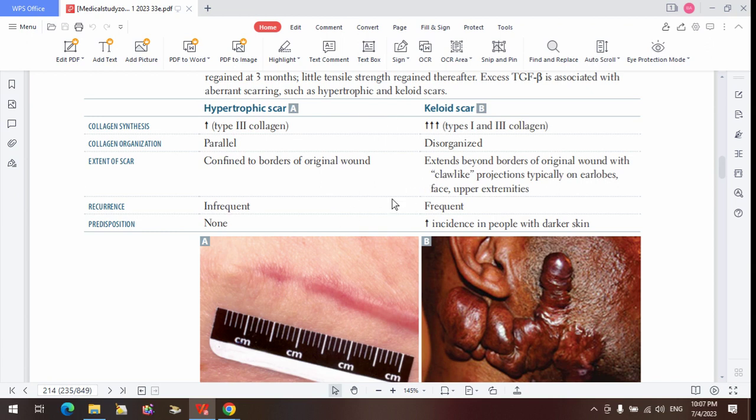That is what is driving that collagen deposition in an excessive manner. So they differ in terms of the collagen that is present. One is immature, one is a mix of mature and immature. The orientation of the collagen, one is parallel, the other is disorganized. The extent of the scar: hypertrophic scar is just confined to the border, while keloid goes outside the border. The recurrence rate for keloidal scar is high because it is genetic, while hypertrophic is not high. There's nothing that predisposes to hypertrophic scar, but keloidal scar is common in dark-skinned people and is a genetic condition.